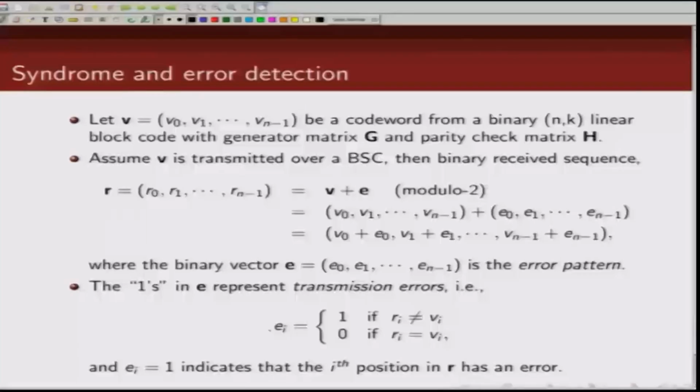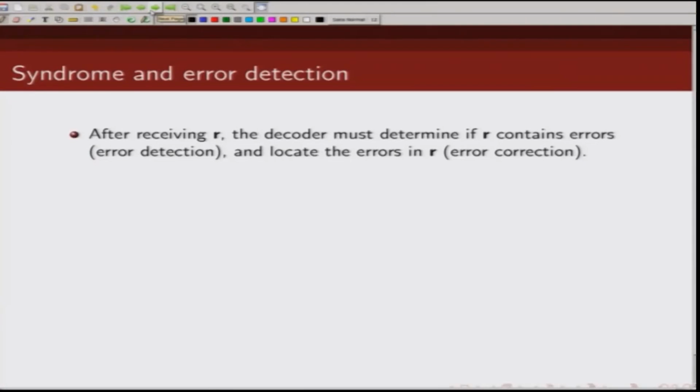Now, when we are sending this code word over a communication channel, what are we interested in? We are interested to find out whether any error has occurred. If any error has occurred, we are interested to find out the location where the error has occurred, so that we can correct those errors. So, first we are going to show how we can detect error.